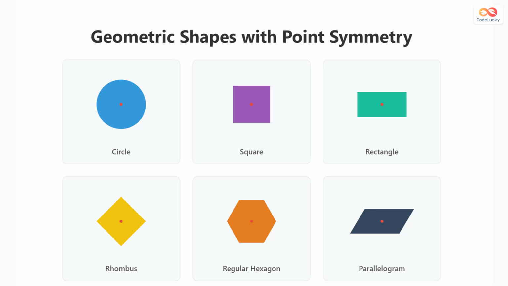Many standard geometric shapes possess this property. A circle obviously has point symmetry, so do squares, rectangles, rhombuses, and regular hexagons. A parallelogram is another great example. Even though it doesn't have a line of symmetry, it does have point symmetry because a half-turn maps it onto itself.